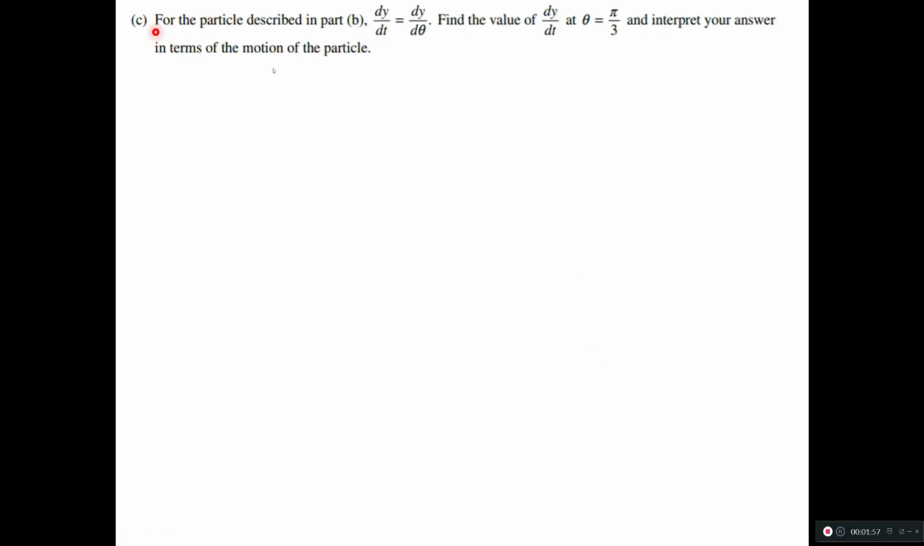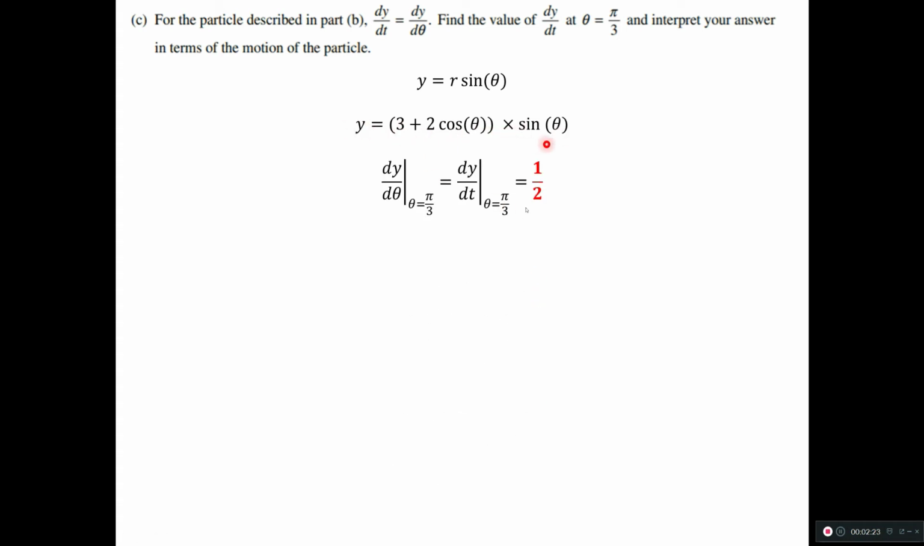For C, for the motion of the particle described in part B, dy over dt is equal to dy over d theta. Find the value of dy over dt at theta is equal to pi over 3 and interpret your answer in terms of the motion of the particle. So, we have to know that y is equal to r sine theta. Plugging in r, we get y is equal to 3 plus 2 cosine theta times sine theta. We can just plug this into our calculator and find that dy over d theta, which is actually dy over dt in this problem, is equal to 1/2 at theta is equal to pi over 3.